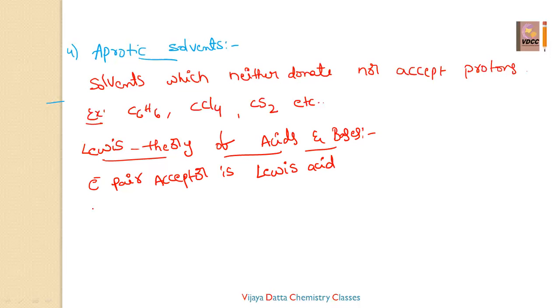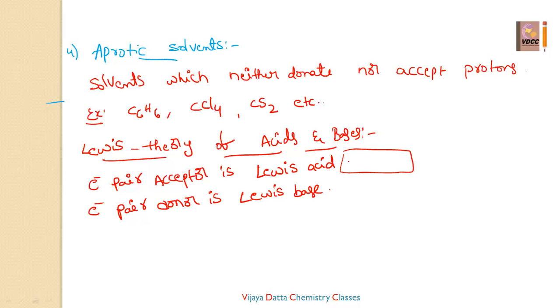Electron pair donor is Lewis base. Electron pair acceptor, electron pair donor, like we can say. Lewis acids contain a vacant orbital because they are accepting. How are they accepting the electron pair? Because they have the vacant orbital. So we can say Lewis acids have vacant orbitals.